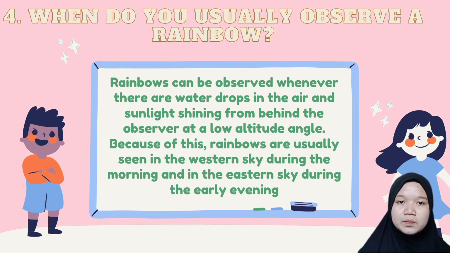When do we usually observe rainbows? Rainbows can be observed whenever there are water drops in the air and sunlight shining from behind the observer at a low altitude angle. Because of this, rainbows are usually seen in the western sky during the morning and in the eastern sky during the early evening.